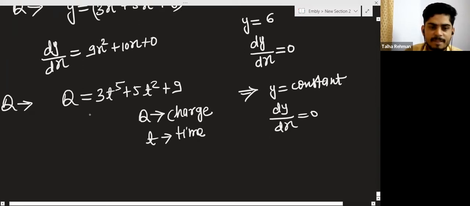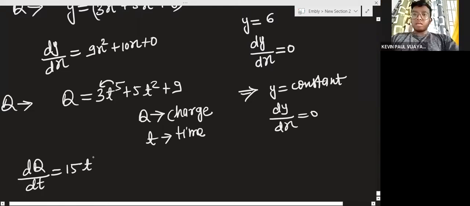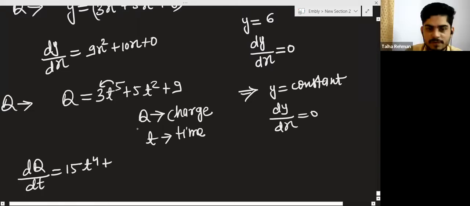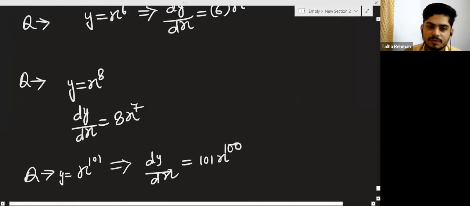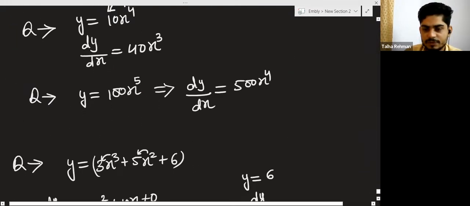t is the time. So if I want to calculate dq by dt, similarly like dy by dx, what will you do here? This will become 15t to the power 4. This will become 10t. And this will become 0. Okay, now my work is done, and we have one question.